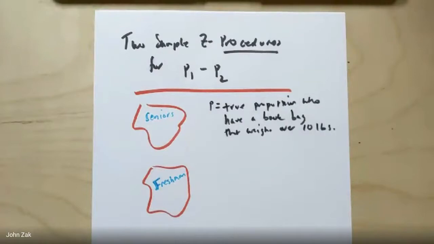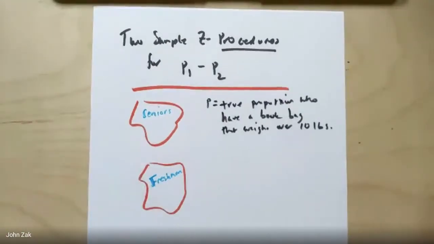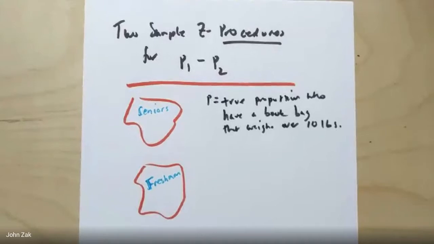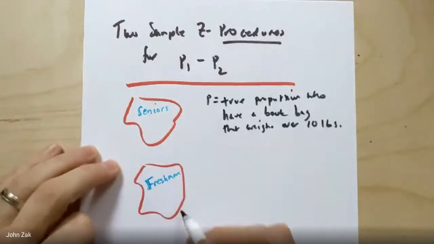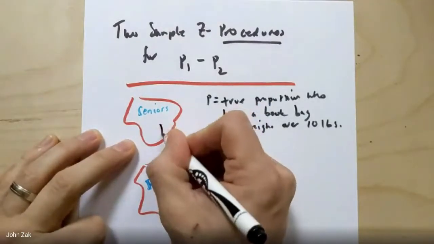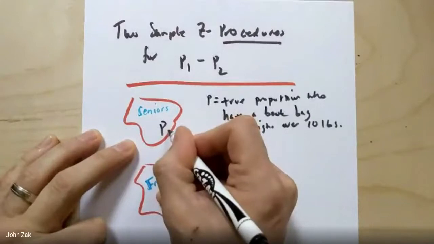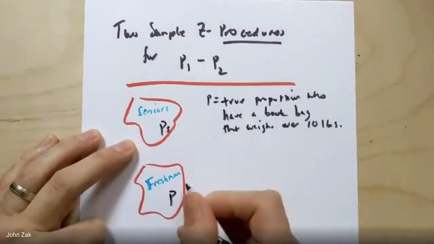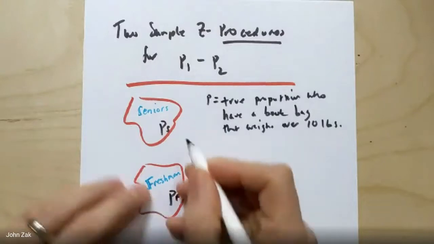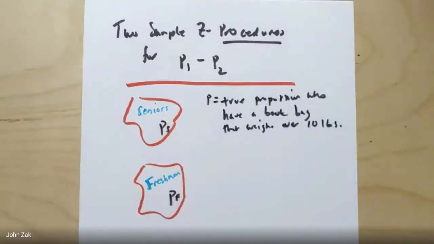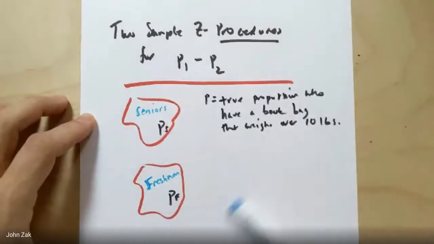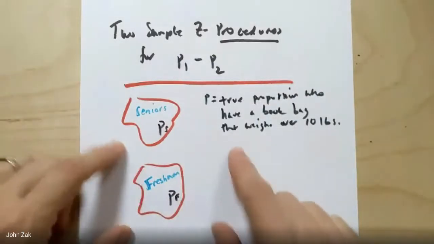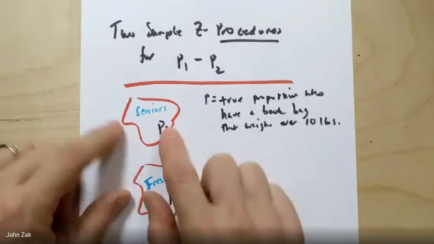Here's my question. Do you think the proportion of seniors that have a book bag that weighs over 10 pounds is the same as the proportion of freshmen? So we could call this PS and this PF. Do you think that these two are equal? Absolutely not, right? And so the essence of what we're learning in the two sample Z procedures for P1 minus P2 is the inferential techniques we can use to compare the difference between these two things.